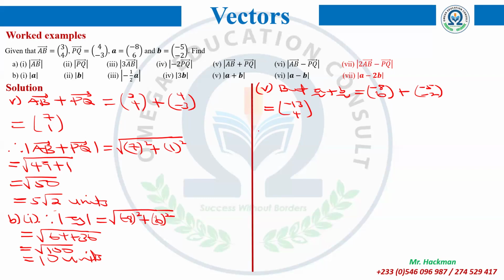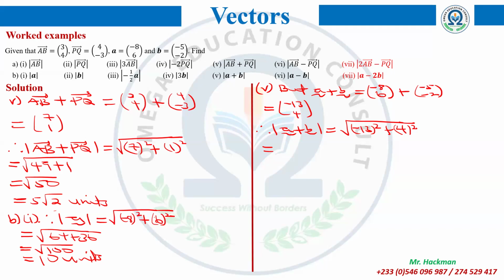So what do we do? You come and write there for the magnitude of the vector. You know the vector, so you can find its magnitude, which will be equal to root of minus 13 squared, then plus 4 squared. So at this point, you are more than capable to continue. So you continue your answer, you don't forget to attach units.